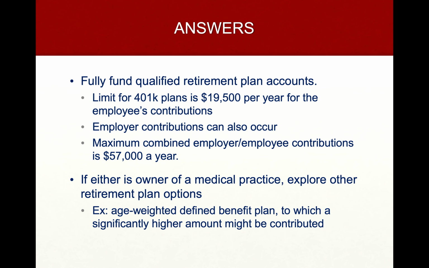Well, the answer is in this case, well, first off, fully fund your retirement accounts. The limit for 401k accounts is $19,500 a year for the employee's contribution. The maximum combined employer-employee contributions are $57,000 a year. So it is quite possible if they have very small medical practices, maybe only 1 or 2 employees, they could put $57,000 a year into that. There are other types of retirement plans where, if you are older and you have a young employee or no employees, you can actually put close to $200,000 a year into certain types of defined benefit plans. But we'll say that they can put money away, but certainly not that much.